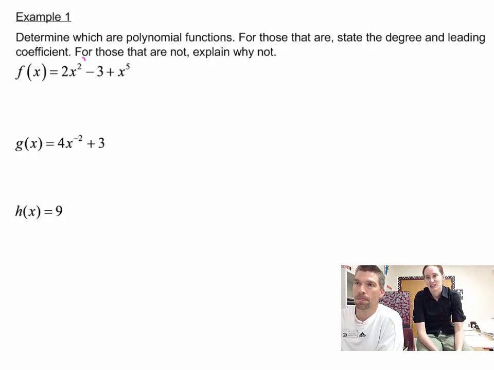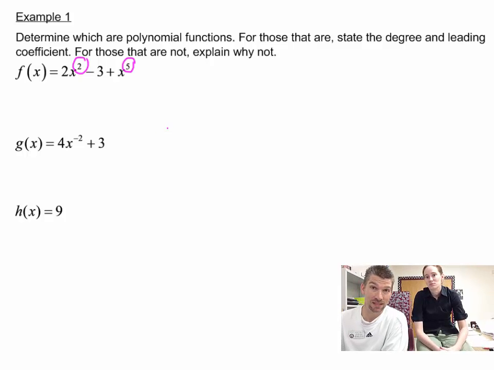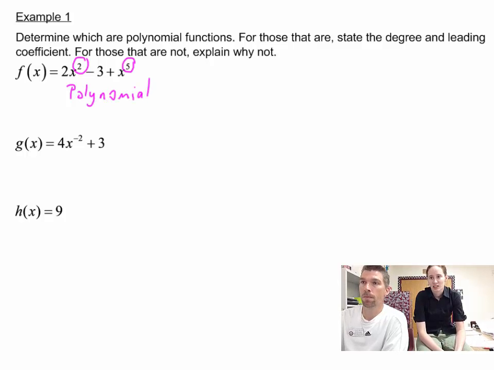So f of x equals 2x squared minus 3 plus x to the 5th. Is that a polynomial function? The secret is in the exponent. So do these meet the requirements from the previous slide? I think they do. They do, because they are integers, they are 0 or greater, and really you can just ignore the -3. Anytime you have a number, the number is going to be fine. A number is a polynomial. So the other exponents work out, so that is a polynomial.